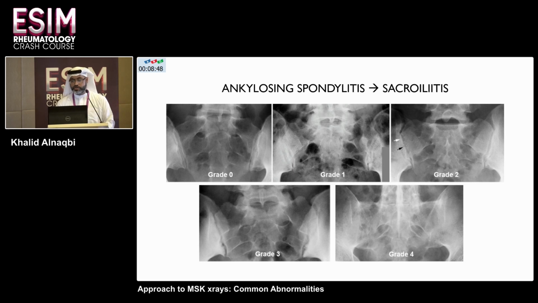Look at grade 1. You can see starting sclerosis here. Okay, not much joint space narrowing. Look at here, grade 2. There is some narrowing, and it's like a rat eating it, a rat bite. And grade 3 is very obvious, more sclerosis, and then rat bite as well. And grade 4 is complete ankylosis, which in Greek means fusion.